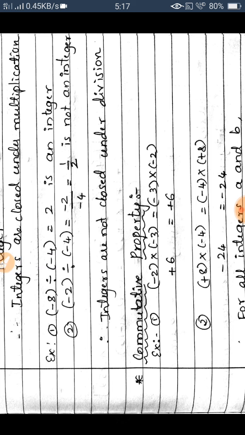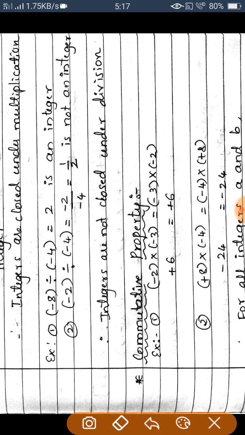Now let us go to the second property. Why do we have to study these properties? Because we have to add, subtract, multiply and divide in various methods. Commutative property: you will always know that 2 plus 3 is equal to 3 plus 2. 2 plus 3 is 5, and 3 plus 2 is also 5. Whenever we are adding, reversing the order is still true. This is called the commutative property.